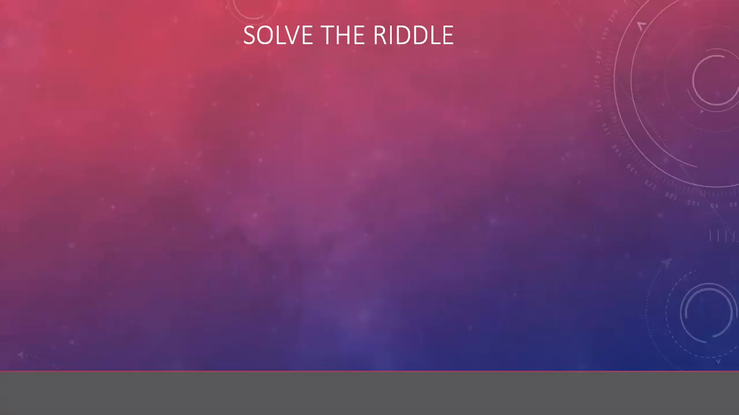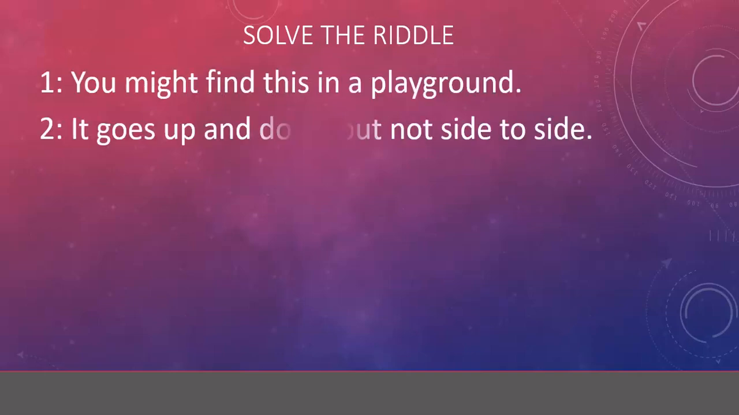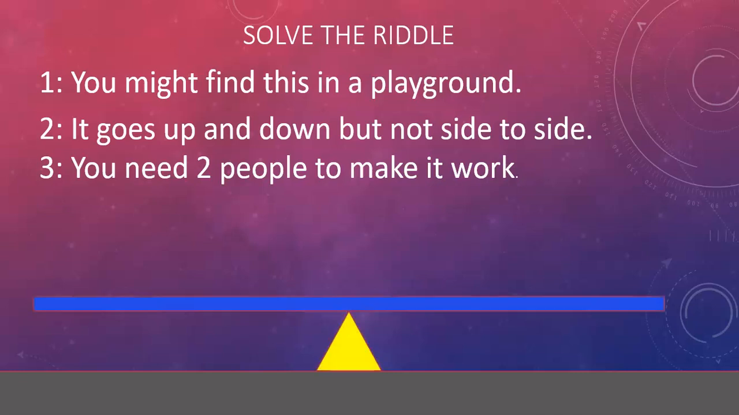Let's see if you can solve this riddle. Here are some clues. You might find this in a playground. It goes up and down, but not side to side, and you need two people to make it work. What could it be? Did you guess? That's right, it's a seesaw.